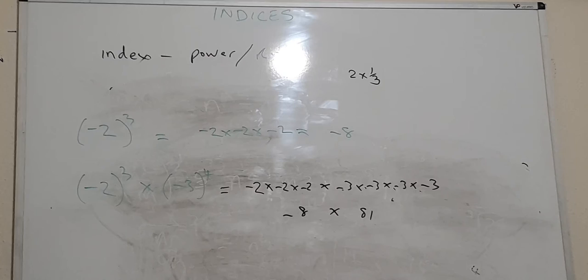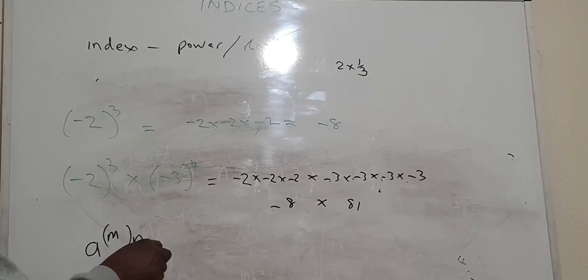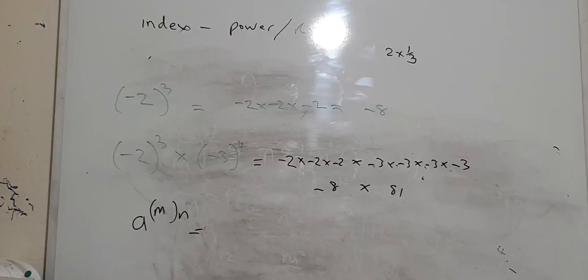In the same vein, when you say n to the power m, you put n outside. What does it mean? n times a. I explained that to you, yes? This is a to the power m times n, isn't it? Yes, we have done that before.